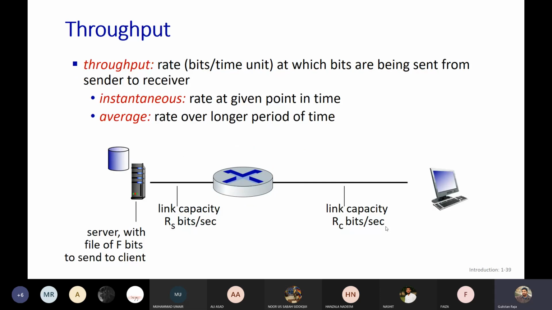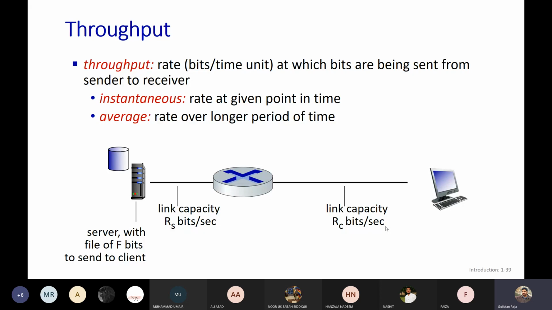Now let's move to the next slide, throughput. This is another important parameter which you need to understand. What is throughput? Throughput is a rate. Rate means bits per unit time at which bits are being sent from sender to receiver. Now you need to understand that different links have different capacities. As a result, we have 2 types of throughput: instantaneous throughput and average throughput.